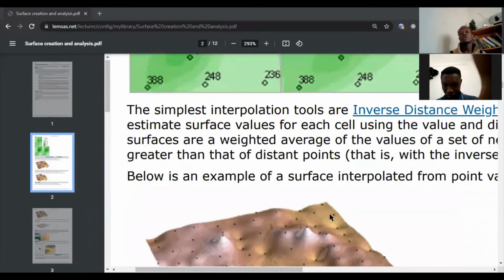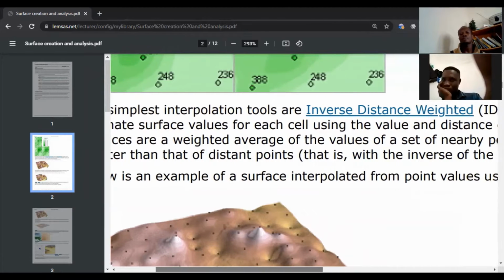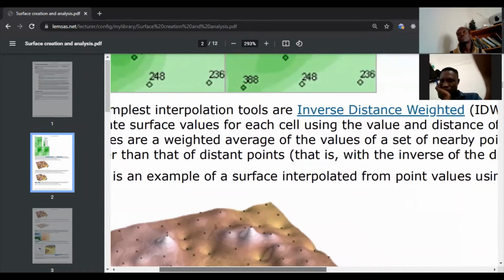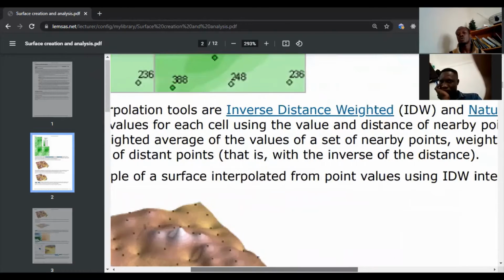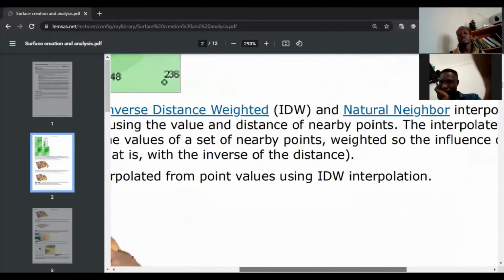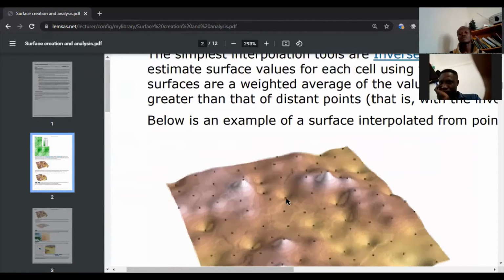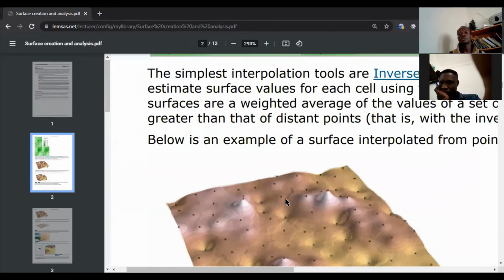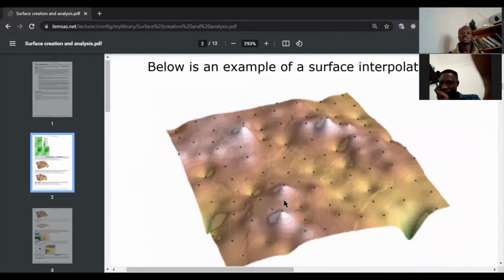We see the original sample values versus the actual raster that has been generated. Now the methods used are inverse distance weighted, natural neighbors, spline, and trend surfaces to determine the new values. For inverse distance weighted, we make use of the principle that near points should contribute more than distant points. Is that okay? All right, now an example of the surface generated with IDW, inverse distance weighted, is this.